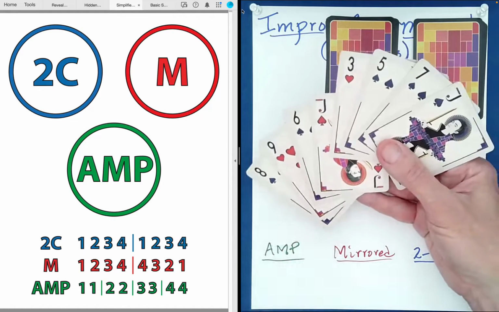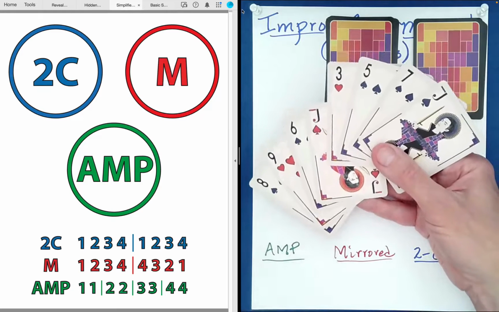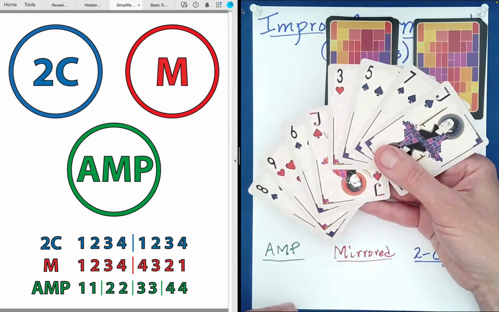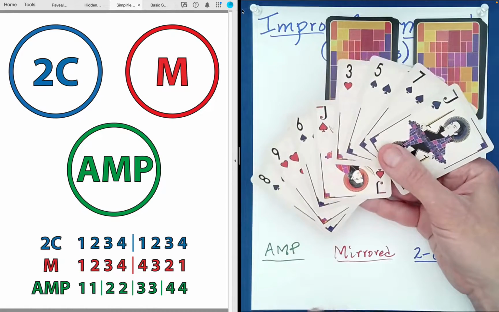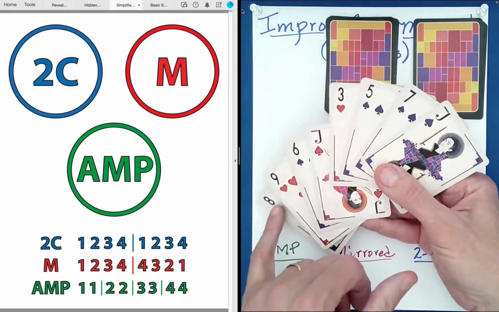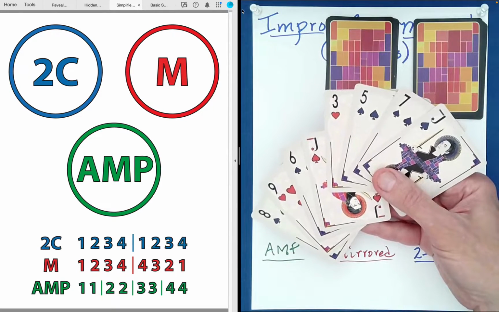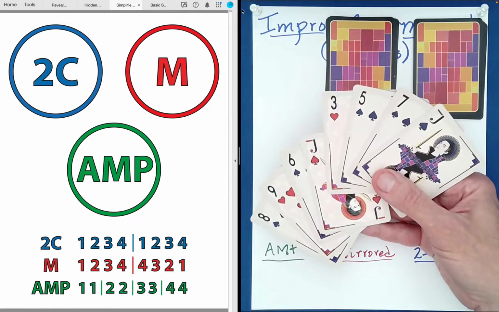I'm not sure if it'll be the case here, but for the 2-cycle structure, remember, it's like having 1, 2, 3, 4, and then a repeating 1, 2, 3, 4. We'll look at the diagram on the left side of the screen. So in particular, the 8 here and the 3 there are related by position because they both are in the first position of their respective cycles.